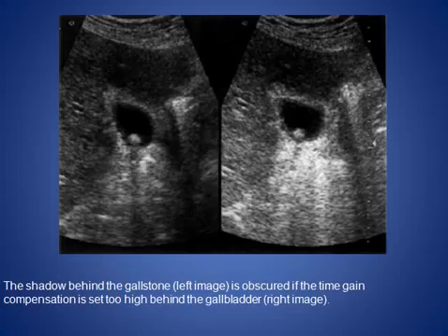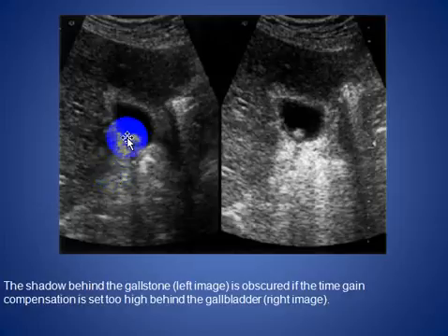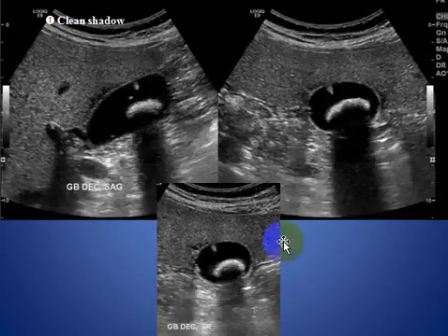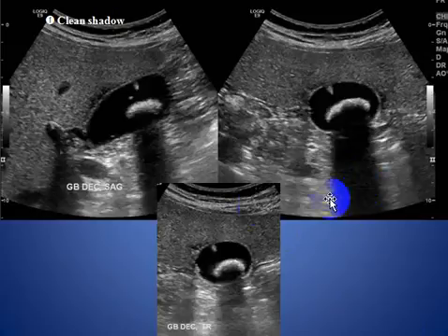Here we see some examples. This is a single stone in the gallbladder with shadowing. It is a clean shadow, and the stone should be mobile also. Here are large gallbladder stones with clean posterior shadowing, and they are mobile, and in this patient there is associated adenomyomatosis.